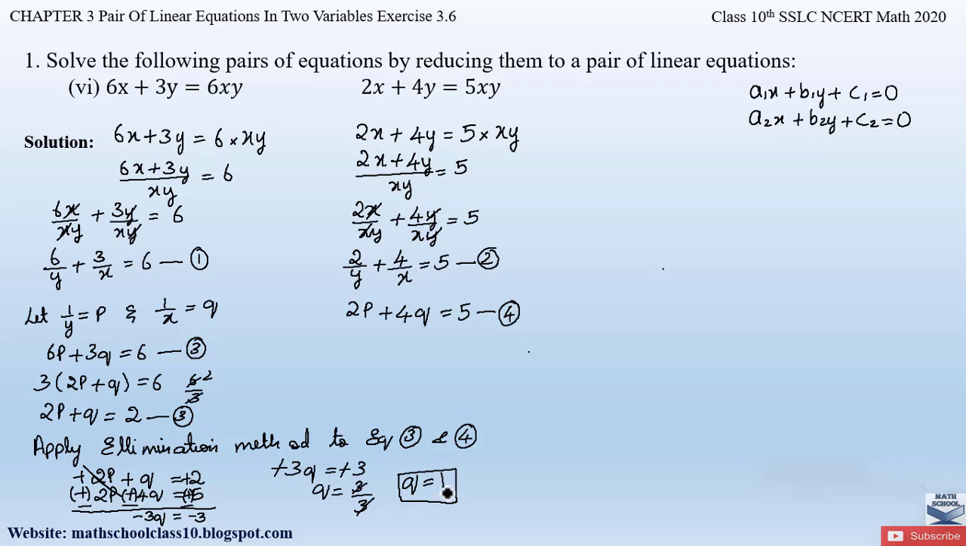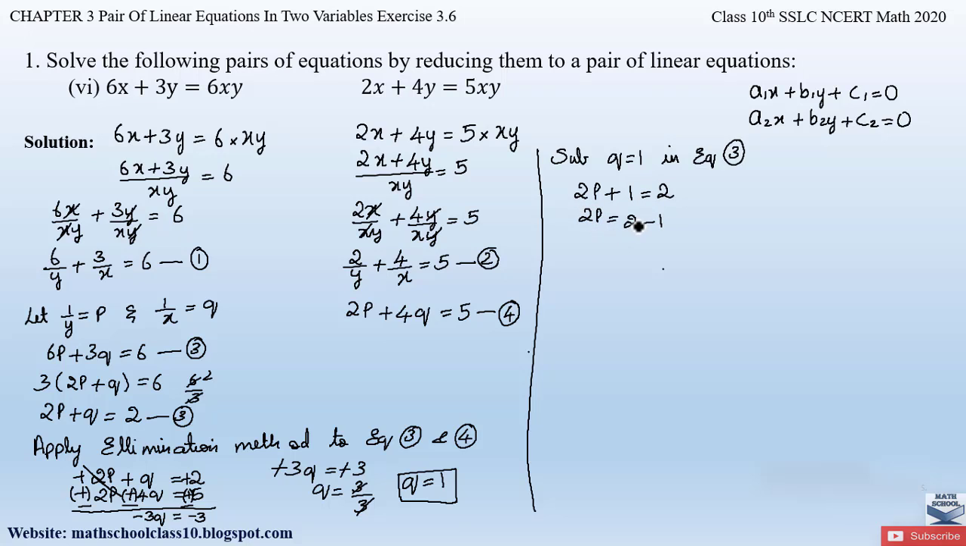Now let us substitute this q equal to 1 either in equation 3 or equation 4 and find out the p value. So write down: substitute q equal to 1 in equation 3. So from equation 3 we have 2p plus q equal to 2. Therefore we have 2p plus the q value, which is 1, equal to 2. So send this 1 to the right hand side, we get 2p equal to 2 minus 1. So 2 minus 1 is 1. So 2p is equal to 1, or p will be equal to 1 divided by 2.